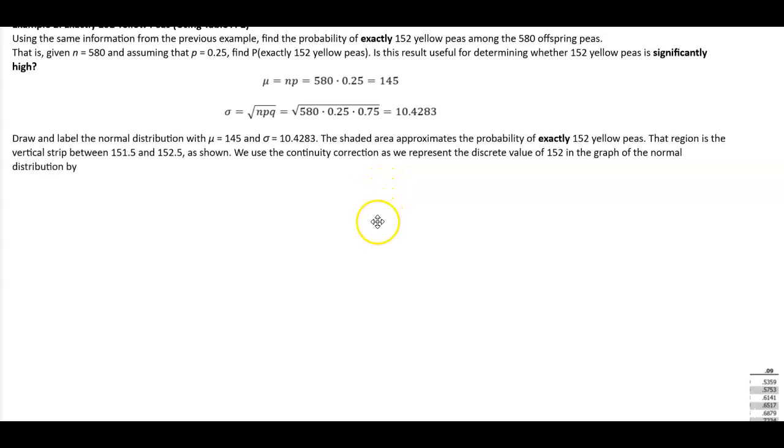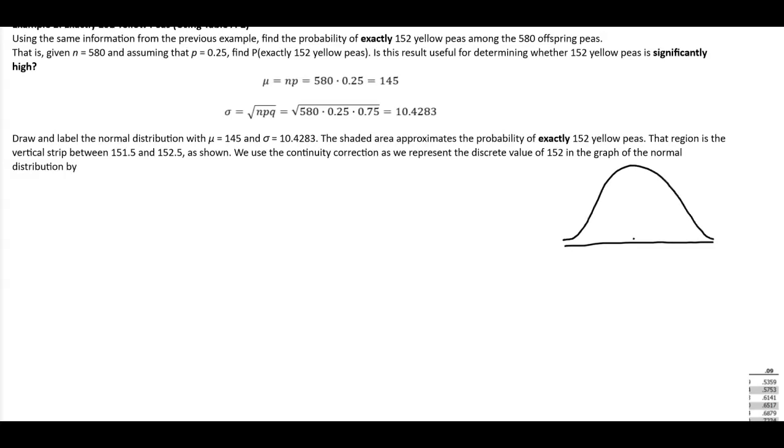Now what we want to do is draw and label the normal distribution with a mean of 145 and a standard deviation of 10.4283. And then we're going to shade the area that approximates the probability of exactly 152 yellow peas. That is, the region is the vertical strip between 151.5 and 152.5. So let's go ahead and draw that. Over here, we're going to draw our bell curve.